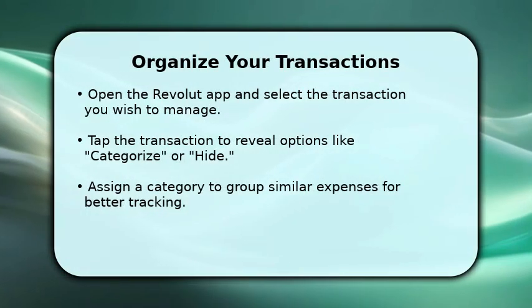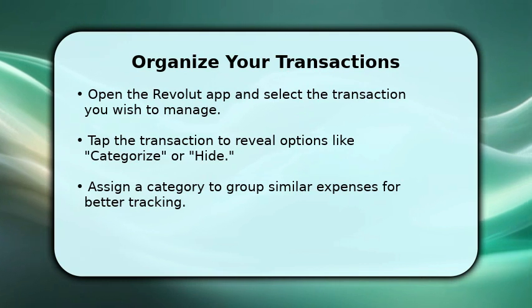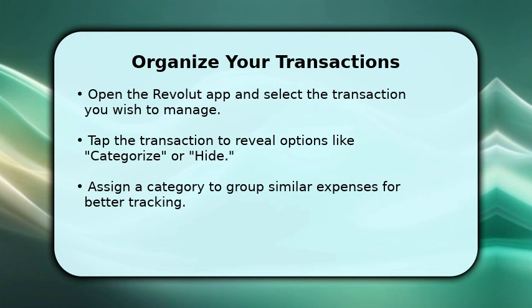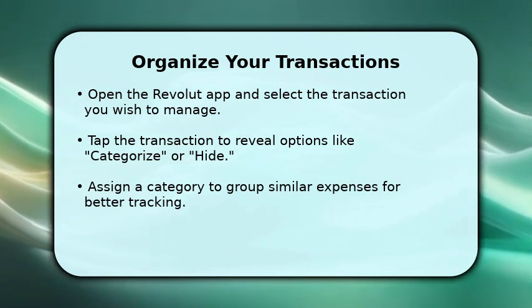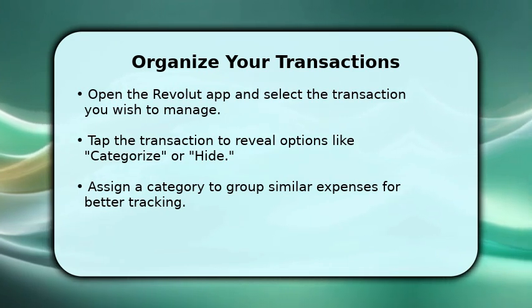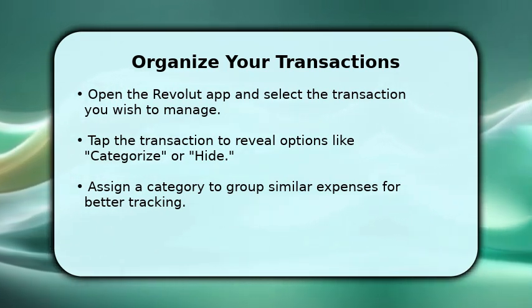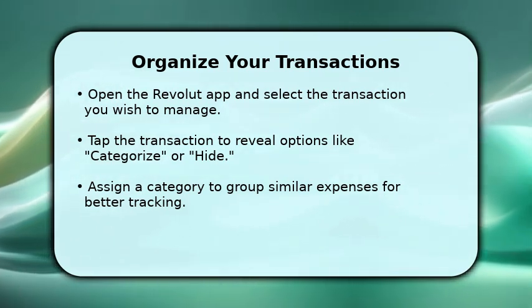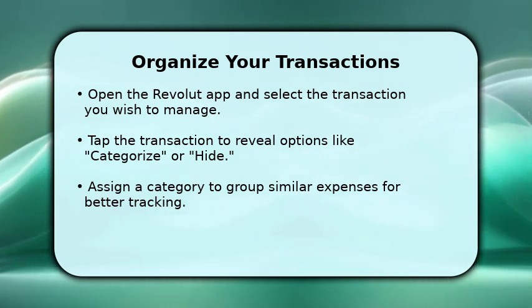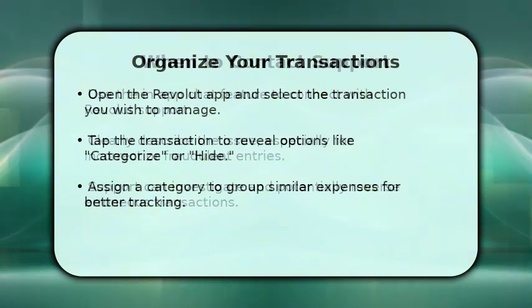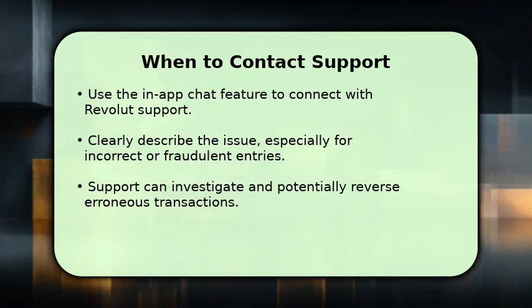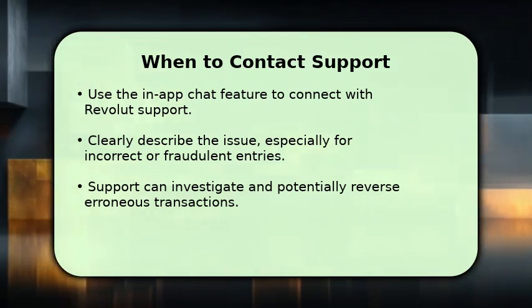To organize your transactions, simply open the Revolut app and navigate to your transaction history. Tap on any specific transaction to bring up its details. Here, you'll find options to either categorize or hide the entry. Categorizing helps you group similar spending, while hiding removes it from your primary view, making your feed much tidier without deleting the record.